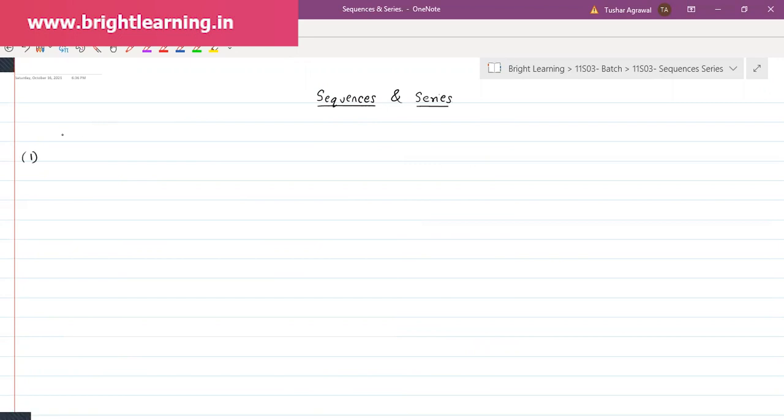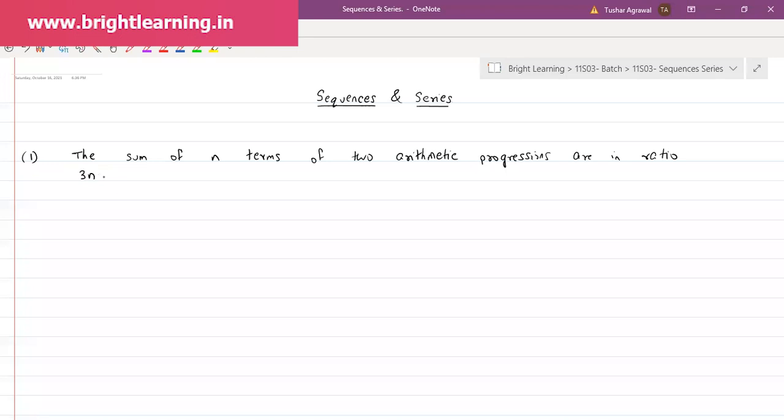Question number 1. The sum of n terms of two arithmetic progressions are in the ratio 3n plus 8 upon 7n plus 8, or 3n plus 8 is to 7n plus 8. Find the ratio of the 12th terms.